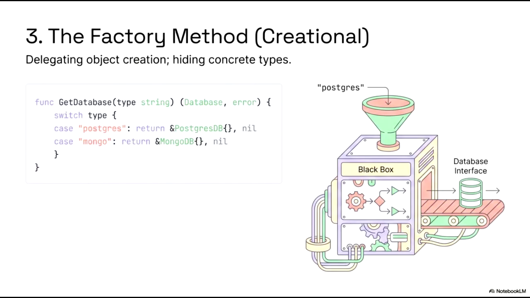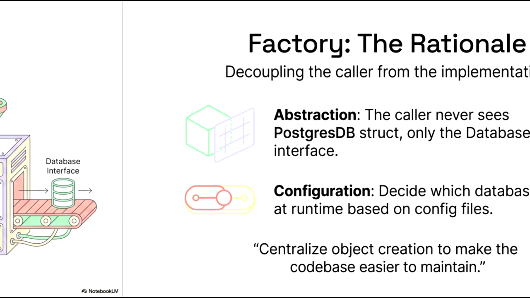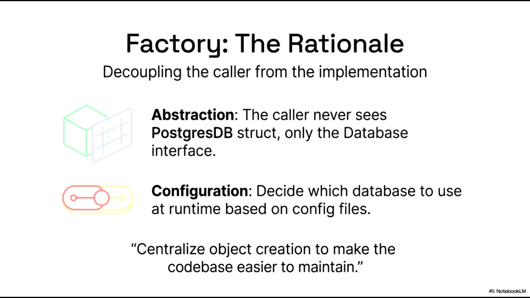This process is effectively illustrated by the black box machine on the right. The client simply provides a parameter, such as the string Postgres, into the funnel, and the factory method handles the internal logic of creating the specific object. The final output is an object that implements the database interface, ensuring the caller remains unaware of the underlying concrete implementation details. The factory pattern serves the critical purpose of decoupling the caller from the implementation.